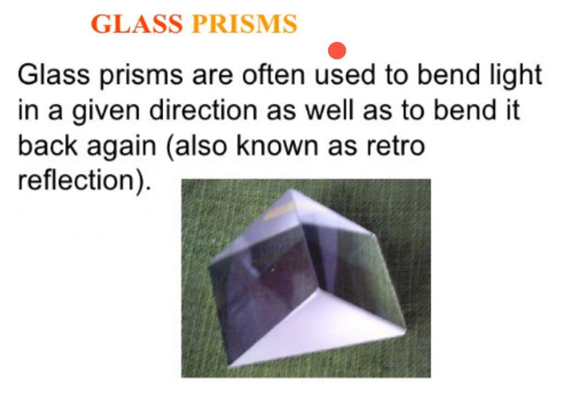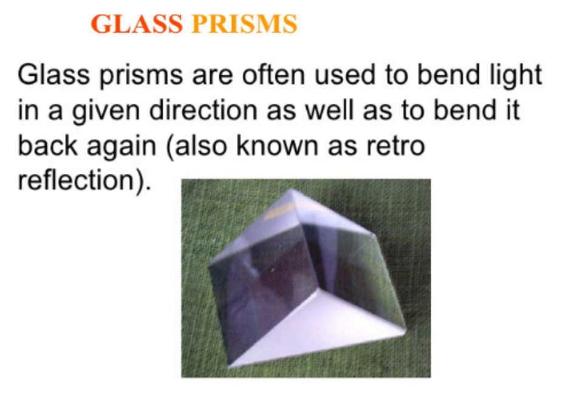Firstly, prism. Glass prisms are often used to bend light in a given direction as well as to bend it back again, also known as retroreflection. This is the diagram of a prism. This is your prism.